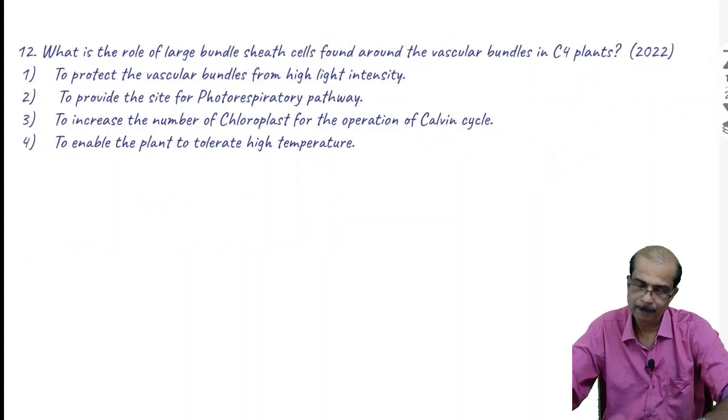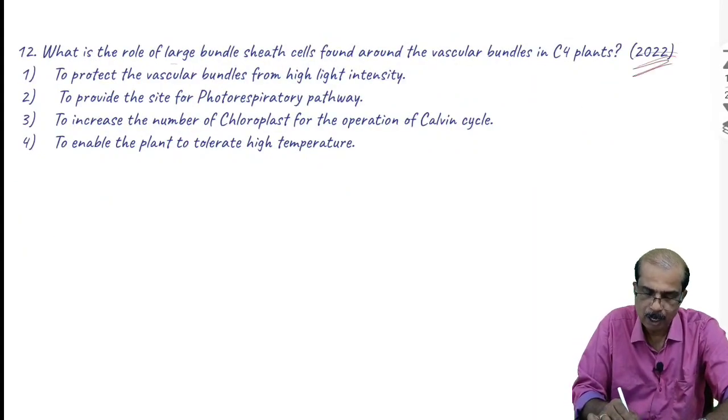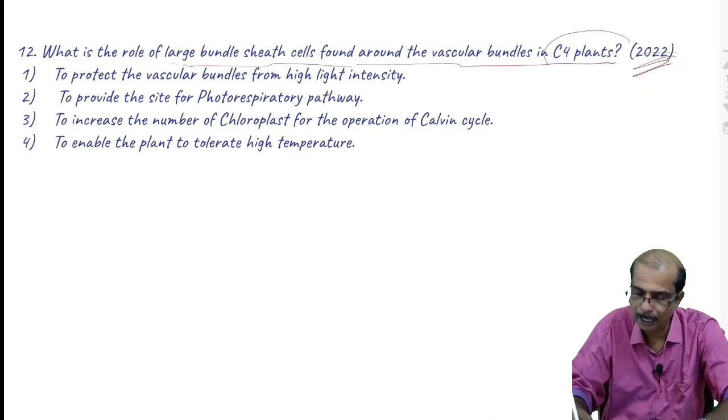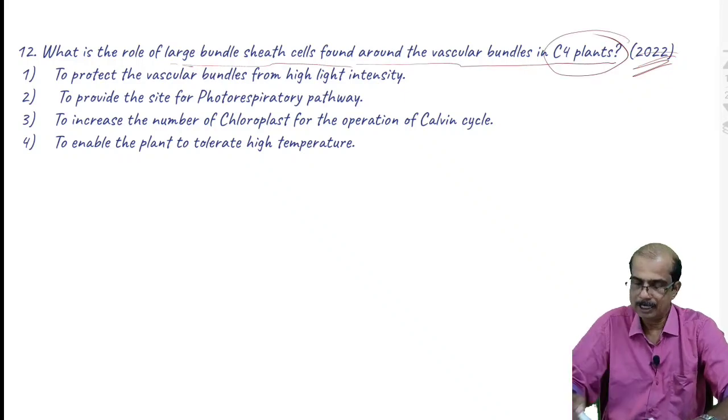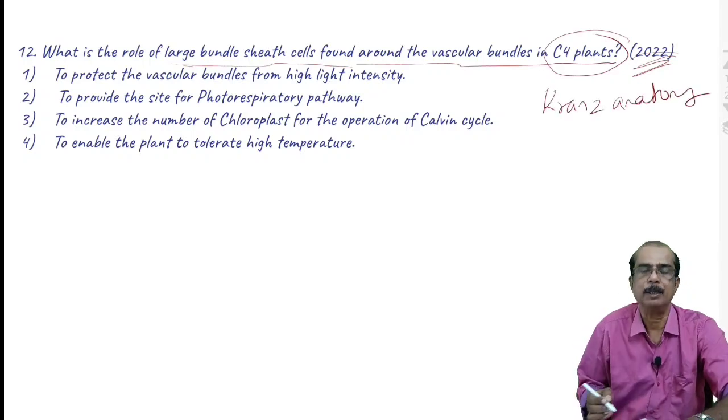Moving to the next question, asked in 2022. What is the role of large bundle sheath cells found around the vascular bundles in C4 plants? In C4 plants, we know that there is Kranz anatomy, a special anatomy called Kranz anatomy.